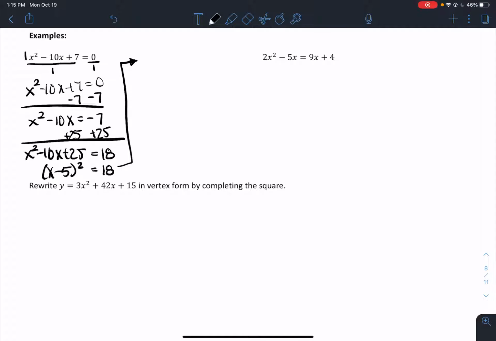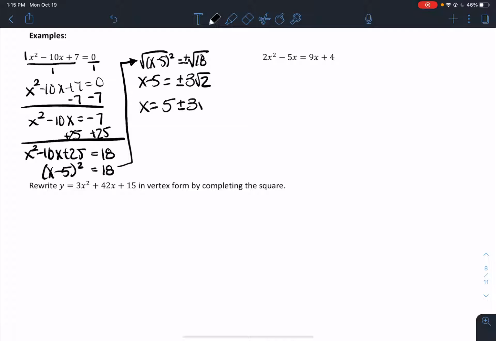So now I can just take the radical of both sides: x minus 5 squared, take the radical, equals the square root of 18, plus or minus. So x minus 5 equals plus or minus 3 root 2. Move the 5 over. x equals 5 plus or minus 3 root 2.